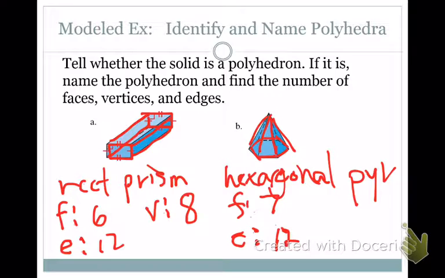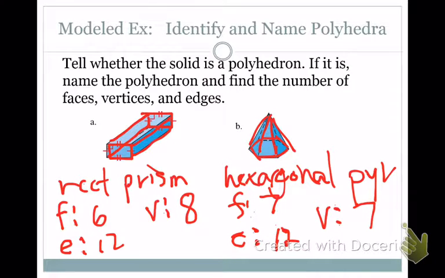And then the vertices. How many vertices does it have? Come on, you can count how many vertices there are. How many? Yeah, there's 7. 7 vertices. All right. Any questions? Identifying polyhedron.